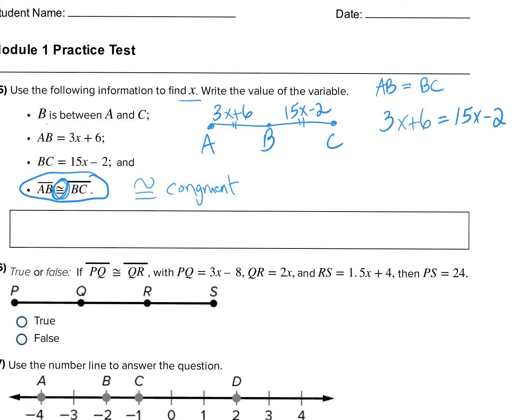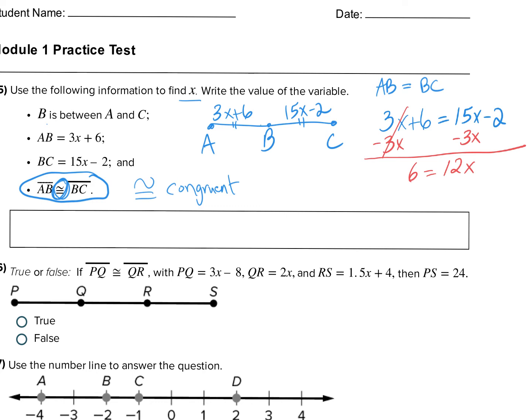Okay, so you can add or subtract the x's to either side of the equal sign. And you can add or subtract the numbers to either side of the equal sign. It doesn't matter, okay? So I'm going to subtract 3x to the right-hand side, so that way my x value will always be positive. So these cancel, leaving me with 6 is equal to 12x.